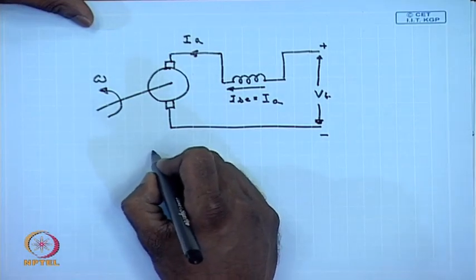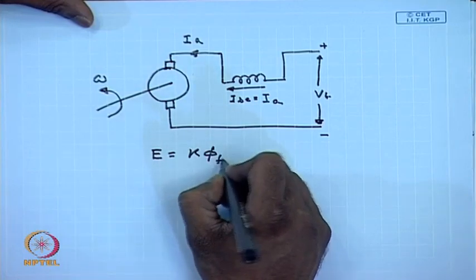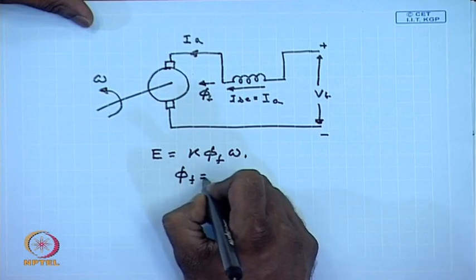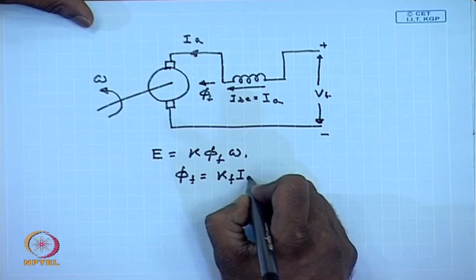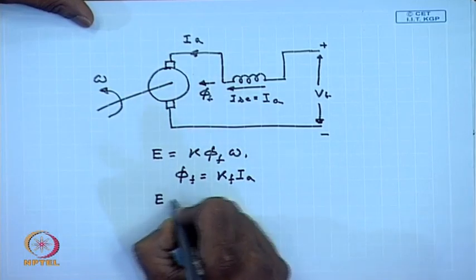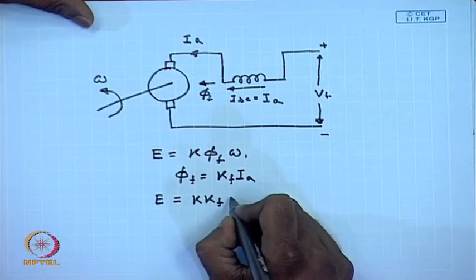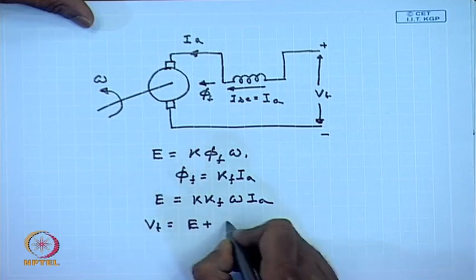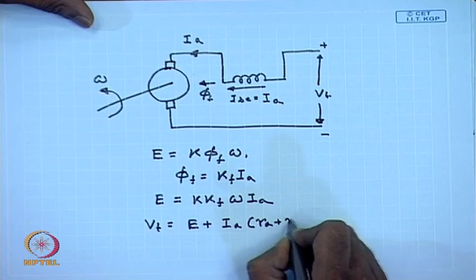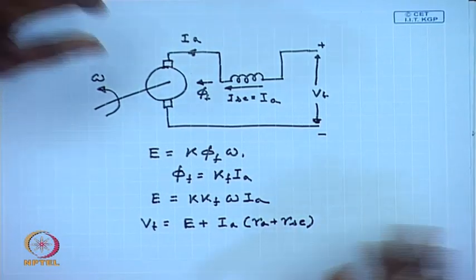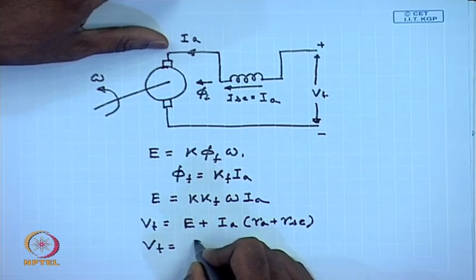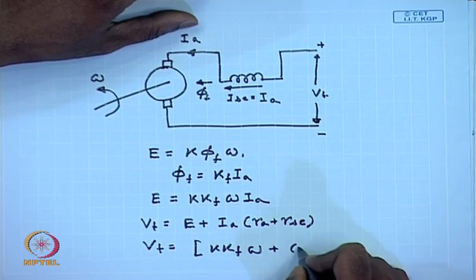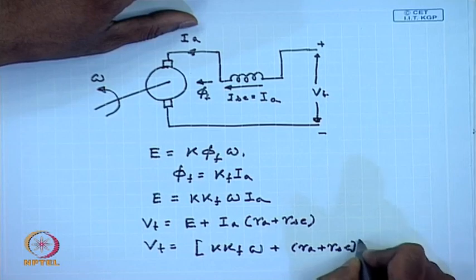as follows. The generated voltage E equals K phi f omega, where phi f equals K f I a, and therefore, E equals K K f omega I a. Also, V T equals E plus I a into (R a plus R a c), or V T equals (K K f omega plus R a plus R a c) into I a.